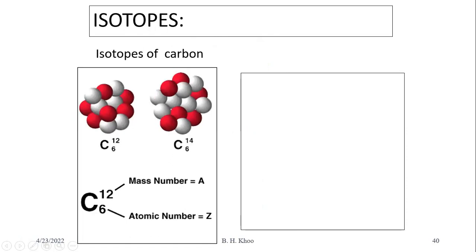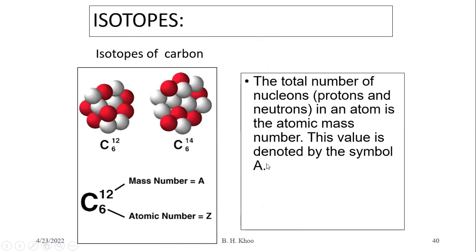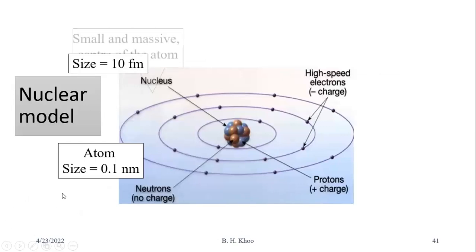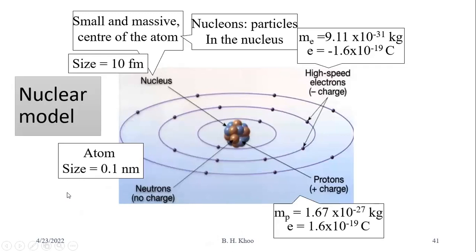Right? These are your isotopes of carbon. This is carbon 12, this is carbon 14, the 6 is the same, Z is the same. The total number of nucleons, protons and neutrons together in an atom, is the atomic mass number, denoted by the symbol A. So we have more or less completed revising your STPM work. Okay, this one you can find in your formula sheet. Same with this one. Mass of proton also.